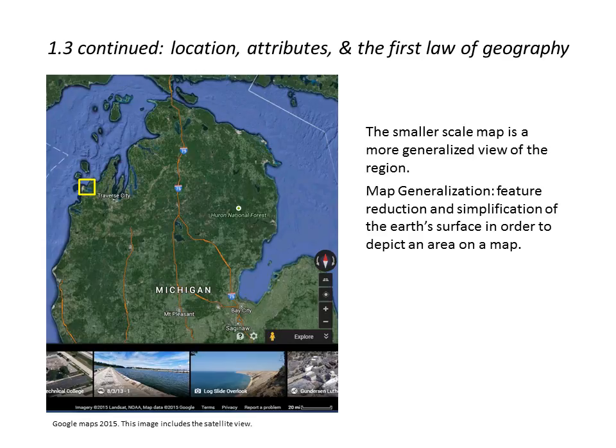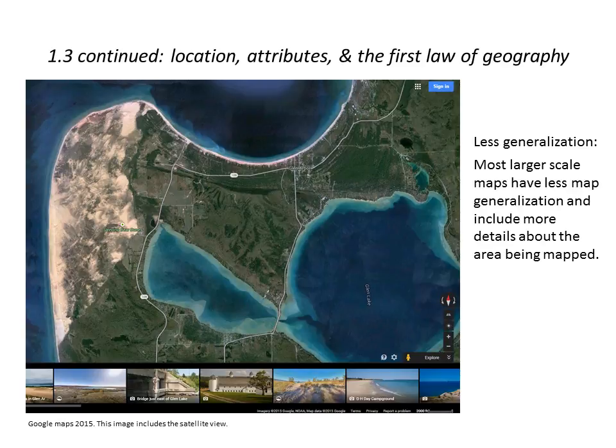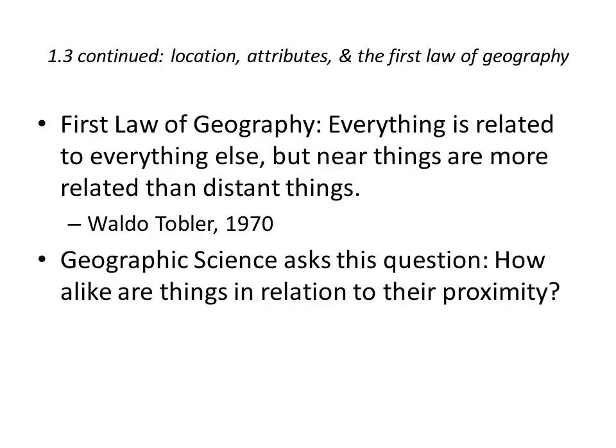The smaller scale map is a more generalized view of the region. And when we generalize maps, this means we're reducing and simplifying features on the Earth's surface in order to depict an area on a map. This map has less generalization, it's more zoomed in, it's a larger scale map, and most larger scale maps have less map generalization and include more details about the area being mapped.